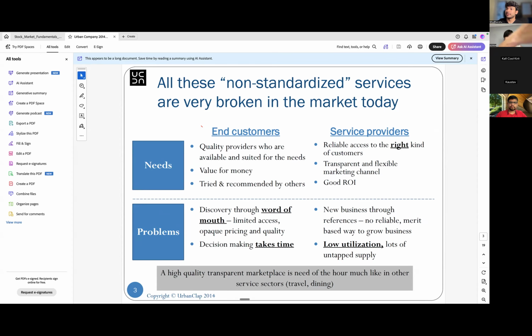That can be changed. Now, decision making takes time. Again, bold. Simple words, short, crisp, bullet points. Nice. You look at a high quality, transparent marketplace is need of the hour, much like in other service sectors, travel, dining. One can agree. It's quite visionary, I would say.